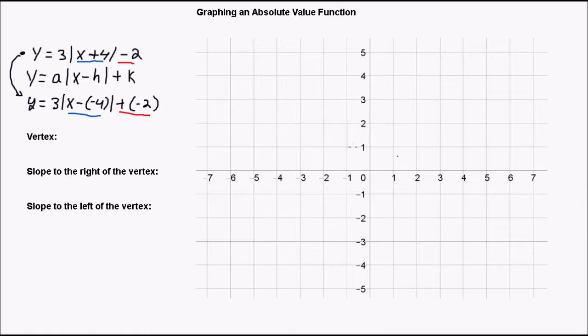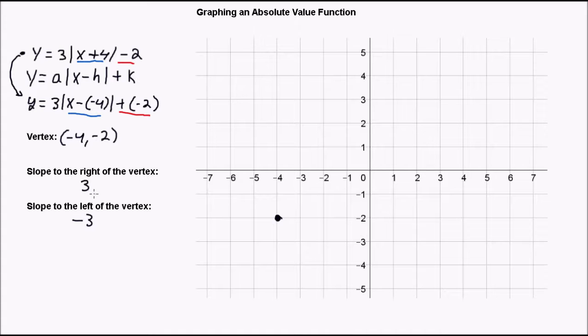So now that we have this form that we're familiar with, it's easy to read off the vertex. The vertex is negative 4, comma, negative 2. So I'm going to plot the vertex, negative 4, negative 2, on my graph. And now I'm going to use a to identify the slope to the right of the vertex. The slope to the right of the vertex is 3. And the slope to the left of the vertex is just the opposite of the slope to the right. It is negative 3.